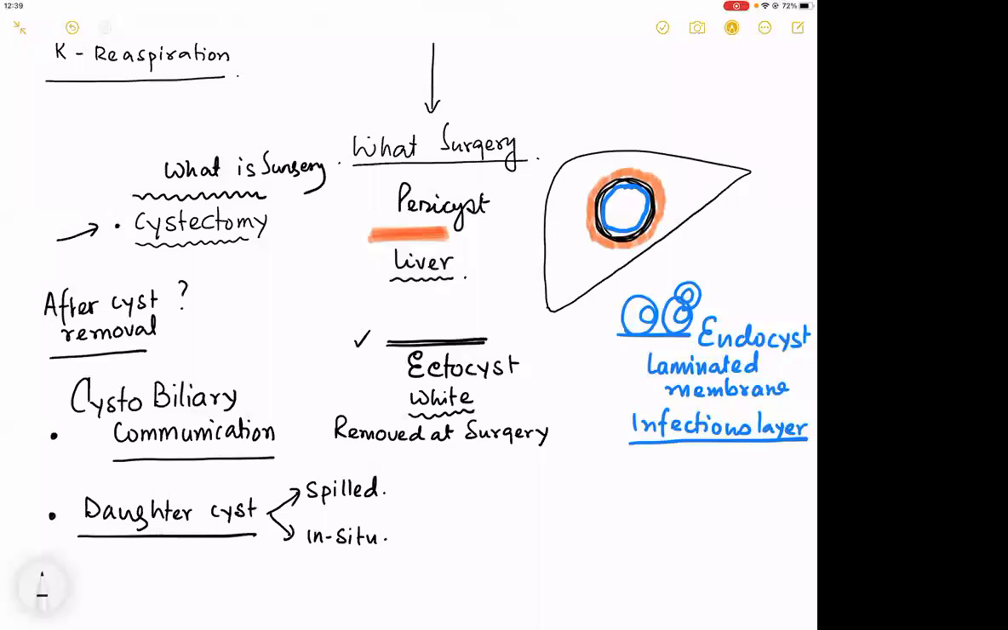Sir, what will happen to the endocyst? The ectocyst is removed with the endocyst. It is like taking out a football. The ecto and the endocysts are removed.